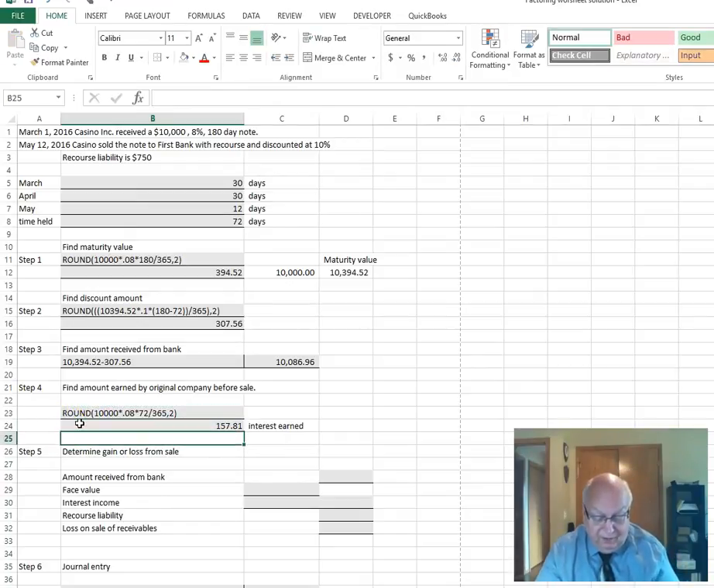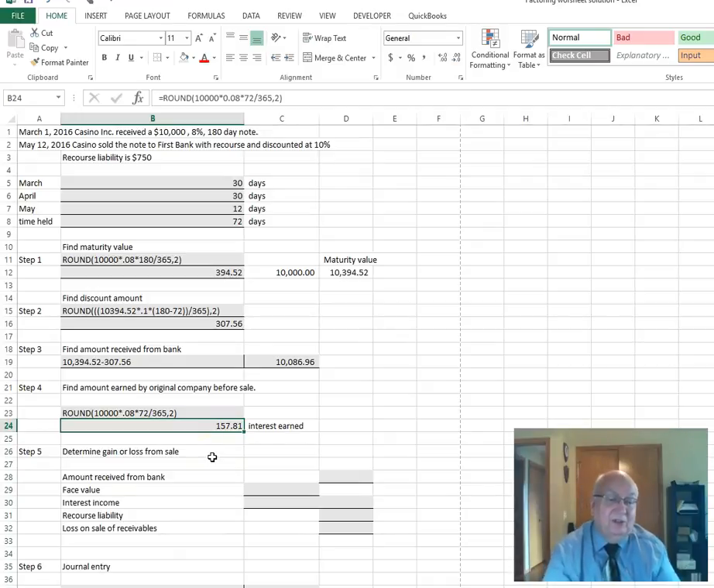So they're going to charge us $157.81 for the interest earned. That's what we earned, not what was charged. For the 72 days we held it, we earned $157.81. Okay. Now determine the loss on the sale.